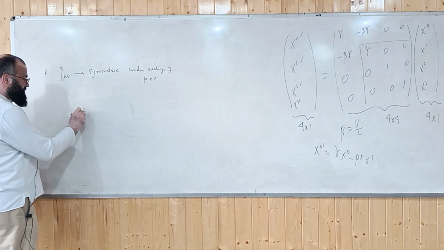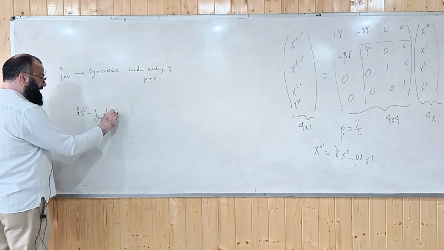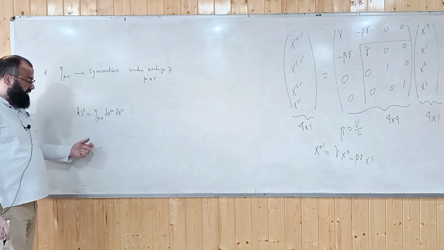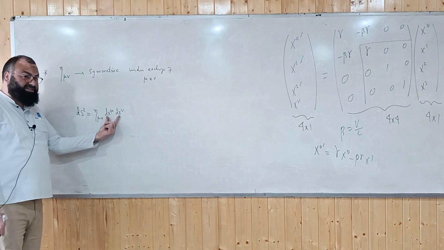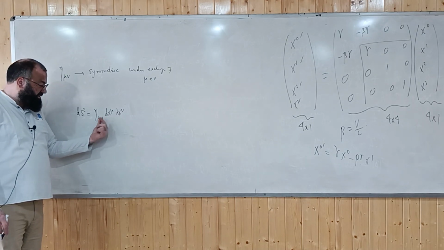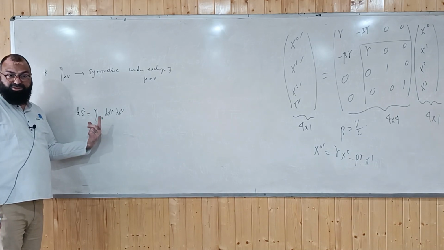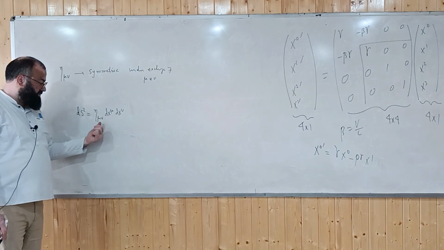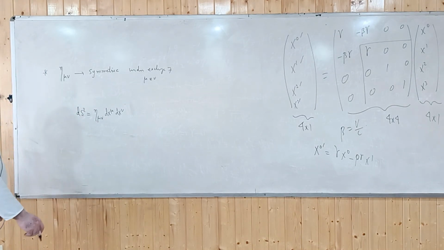You write ds square as eta mu nu dx mu dx nu. Clear? So this product is actually a symmetric product. Because of this symmetric product, this must be symmetric. Otherwise, if this is antisymmetric and this is symmetric, then this product is equal to 0. Got it? So if this is symmetric, this must be symmetric. This is the simplest way.